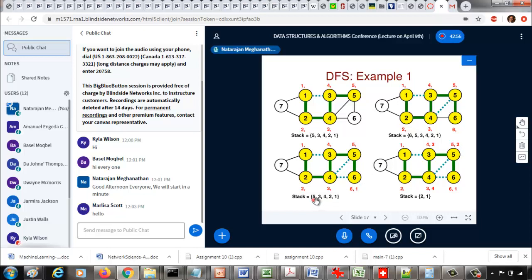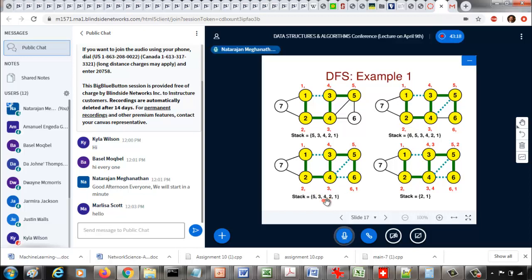So when you pop out vertex 5, the top of the stack will be 3. So now look at vertex 3 and see if you can go further down to any unvisited neighbor. Again, we cannot do that because all the neighbors of 3 have already been visited. So it is time to pop out vertex 3 also. So vertex 3 is the third vertex to be popped out of the stack.